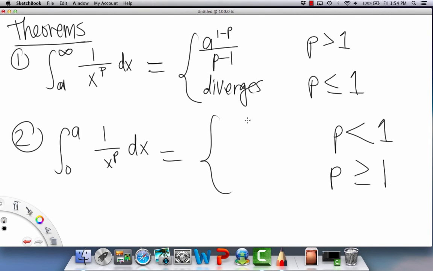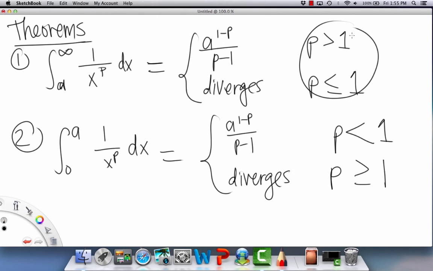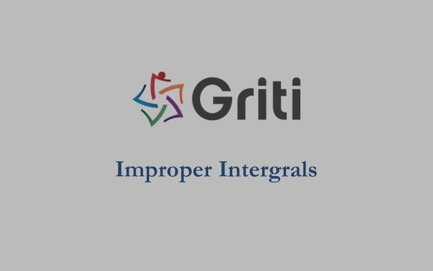On the top we're going to have the same thing, a to the 1 minus p over p minus 1, and the bottom is going to diverge. The important thing to notice is that the p-values for case number 1 are flipped around in comparison to the second case.